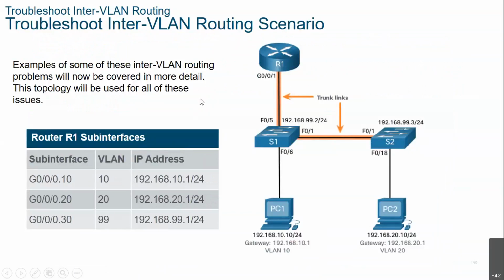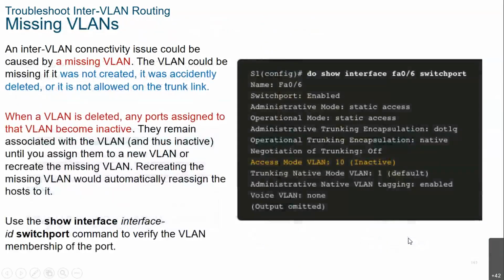Excuse me. Okay, so here, this is the inter-VLAN routing, right? Let's troubleshoot this. We have the trunk links, we have seen this before, and these are the IP addresses here and there, and we have the sub-interfaces on the router, and it matches here.